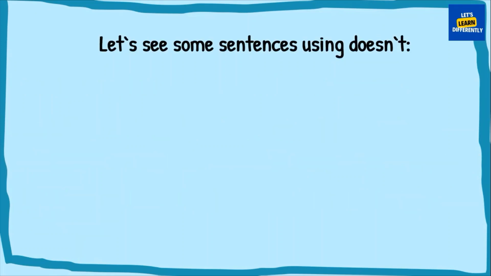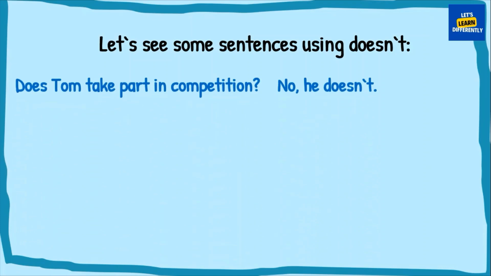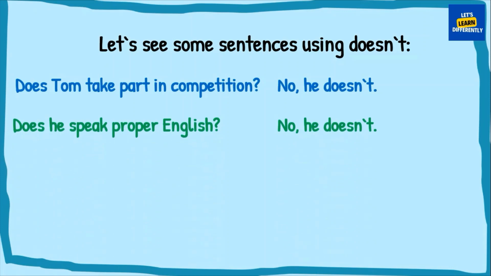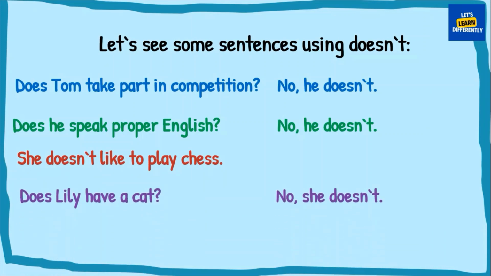Let's see some sentences using doesn't. Does Tom take part in competition? No, he doesn't. Does he speak proper English? No, he doesn't. She doesn't like to play chess. Does Lily have a cat? No, she doesn't.